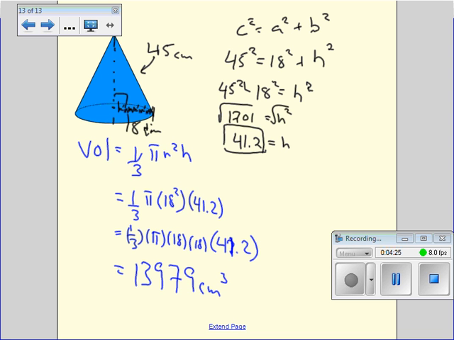Mostly with these questions, you only have to try and figure out what the height is or what the radius is. Once you know that, it's very, very simple just to plug it into the calculator and come up with the correct answer.